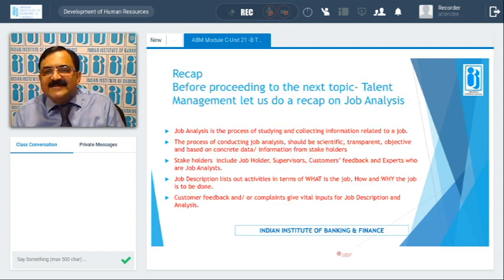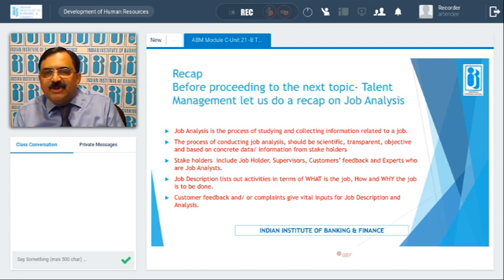Now, before we discuss the topic of talent management, I would like to recap the previous module which we discussed. In fact, sorry, it was on job analysis. So, what is job analysis? A small recap on that. Job analysis is the process of studying and collecting information related to a job. This is what we have discussed in the previous module.